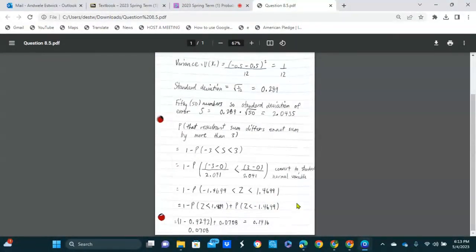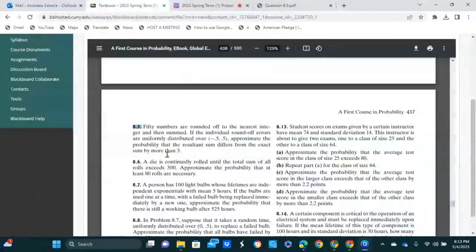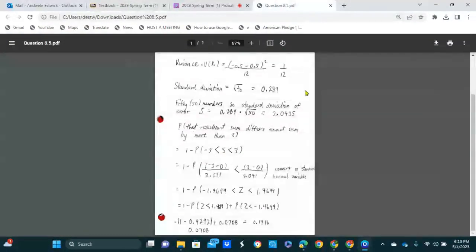And the z-scores of these are 0.9292 and 0.0708. We subtract the first one from 1, and we get 0.0708, and when I add both, we get 0.1416. And that's the probability that the resultant sum differs by more than 3.